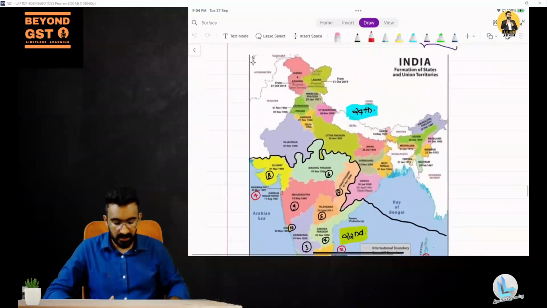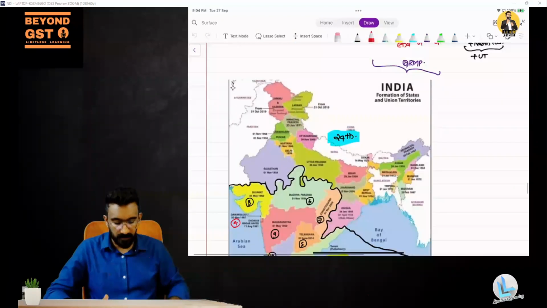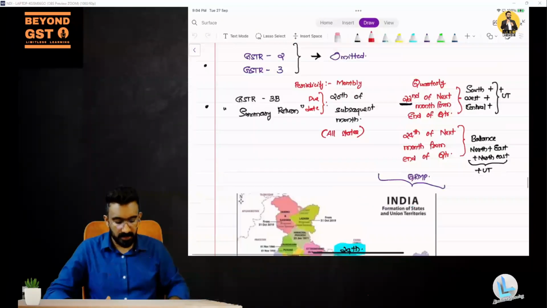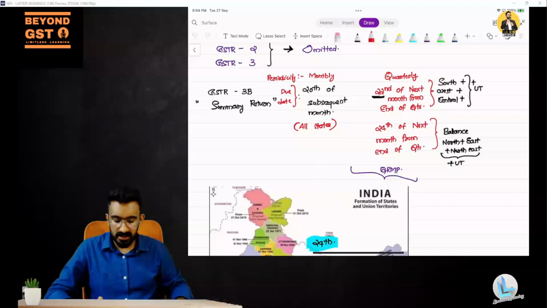So we can say South, West, and Central and Union Territories at that time is 22nd. Balance North, East, and Northeast, and Union Territories near to that will come under 24th. Okay, this is how we can learn that.